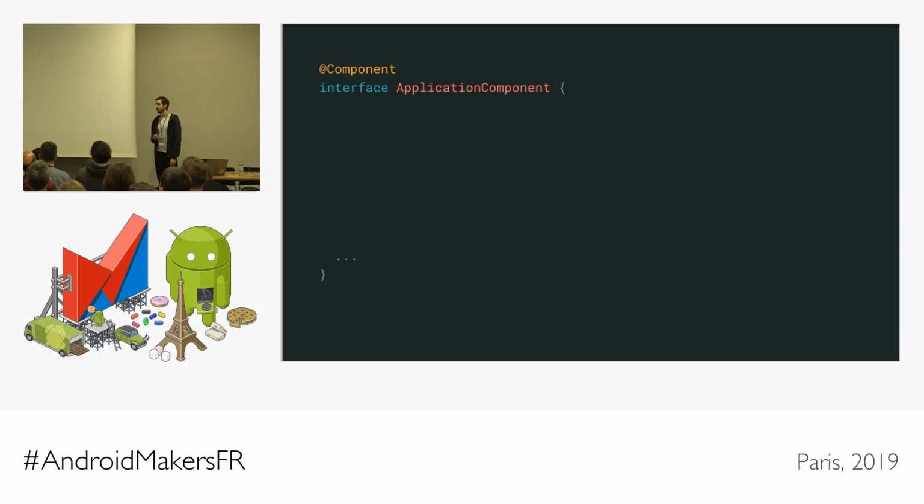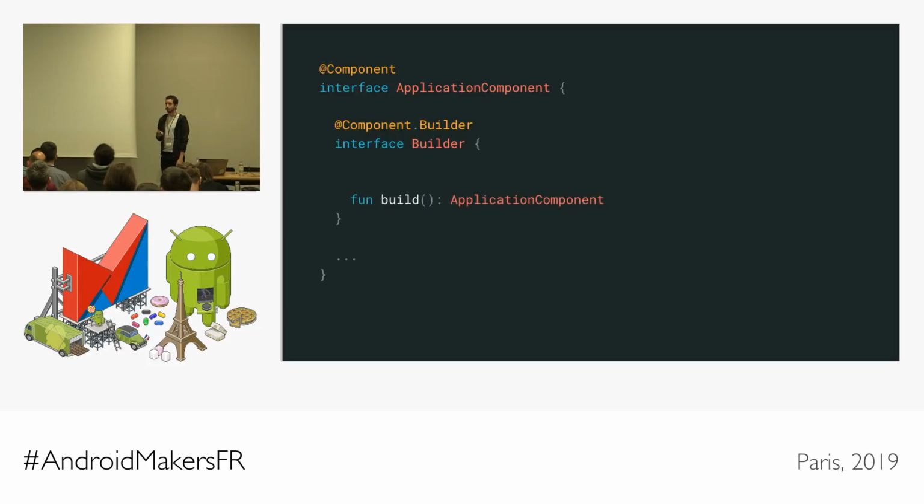Starting with Dagger 2.9, which was released like a couple of years ago, we can use the builder directly, right? So the builder is just an interface that you can annotate with component.builder, and it must have a method that returns your application component, and then you can add other methods to bind whatever you want.